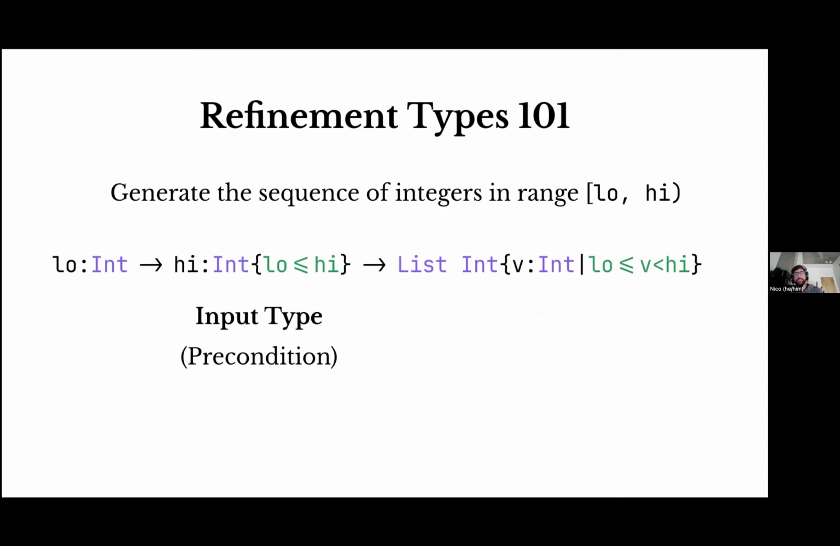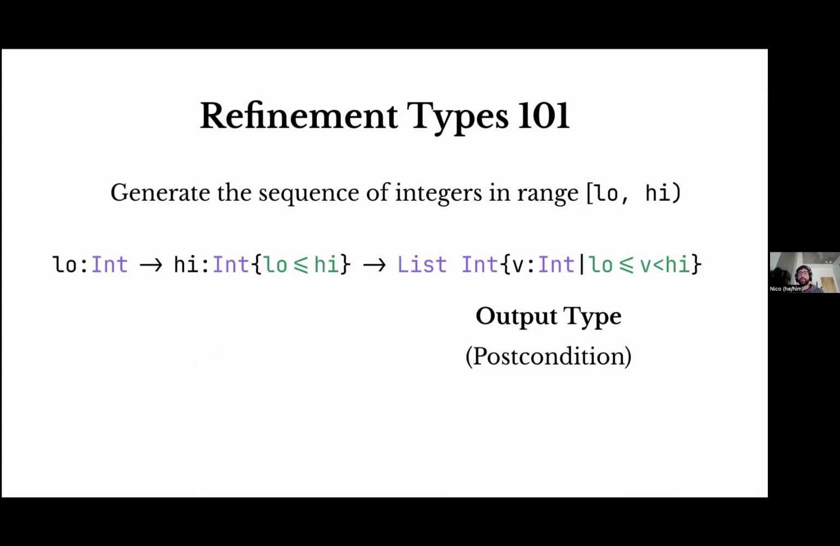Once we have these types, we can use them to specify the behavior of functions. This is the type signature for a function that generates a list of integers within a range between low and high. When we use a refinement type in an input position, we can specify a precondition, in this case that the second argument has to be greater than the first. And when we use a refinement type in an output position, we can specify postconditions, in this case that all the elements of the list will be within the range of the inputs.